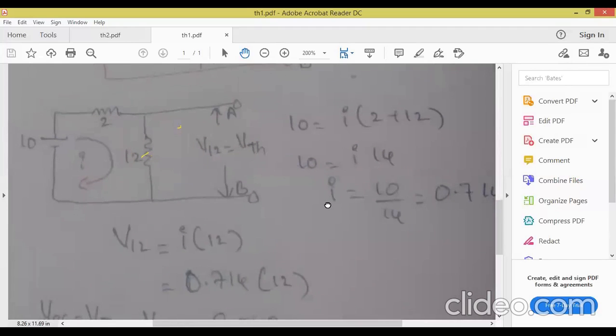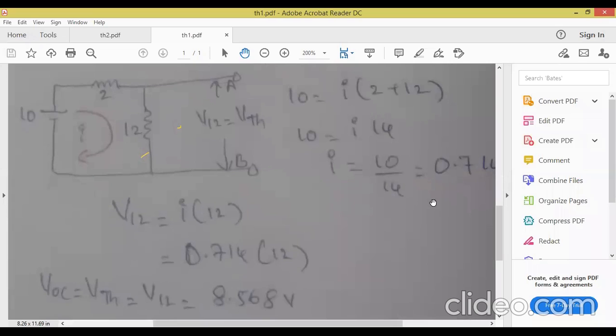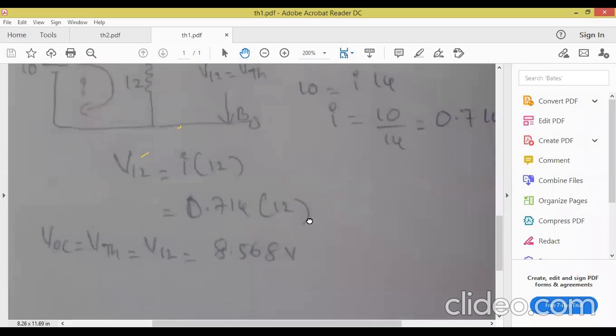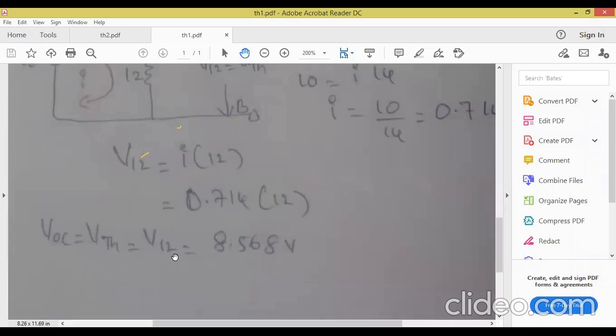Now what is the voltage formula, all of you? I want the voltage at the 12 ohm resistor. Voltage formula is I into R. Therefore, I into 12, or 12 into I, which is equal to how much? 0.714, the current we got, no? Into 12. What is the voltage now? V12, Thevenin's V12 is how much? 8.568. You can check simultaneously with a calculator also. 8.568, which is also called Thevenin's voltage and which is also called the open circuit voltage. Is it fine, all of you?